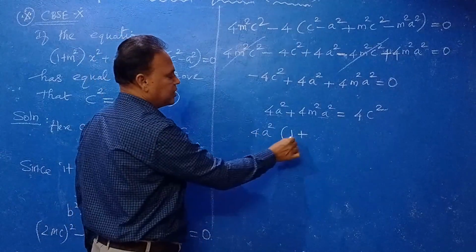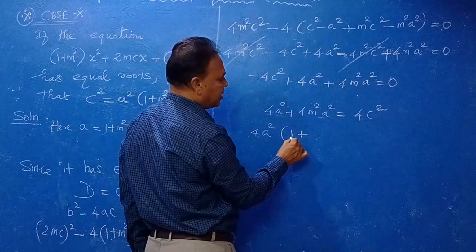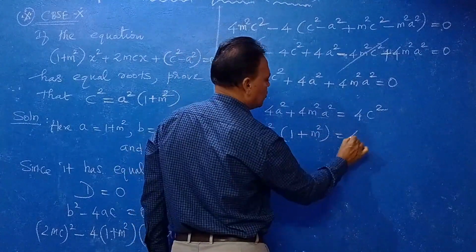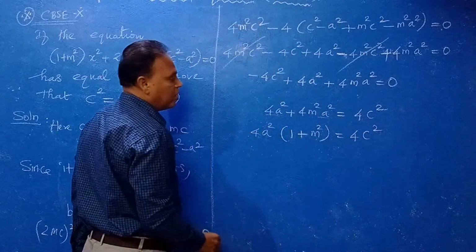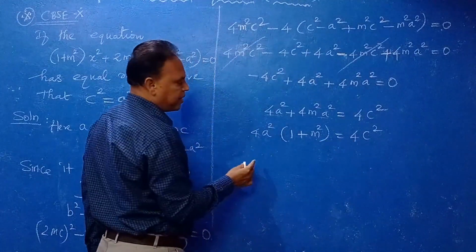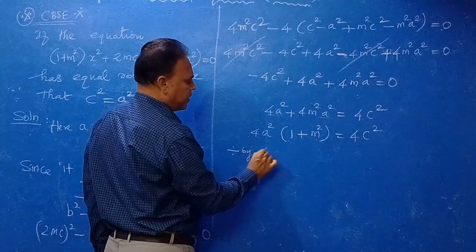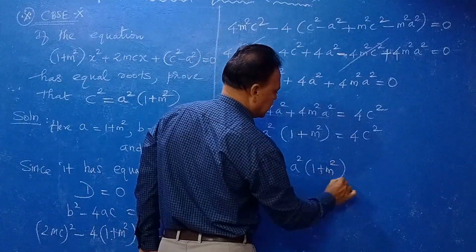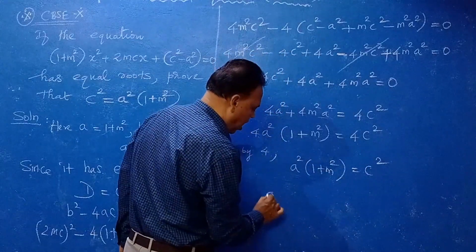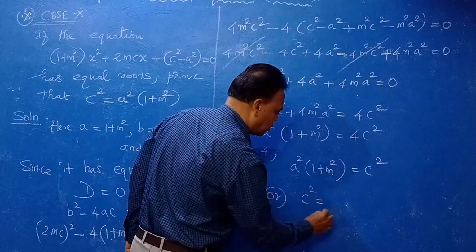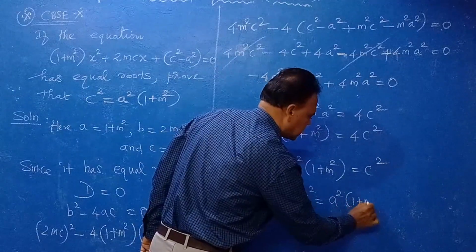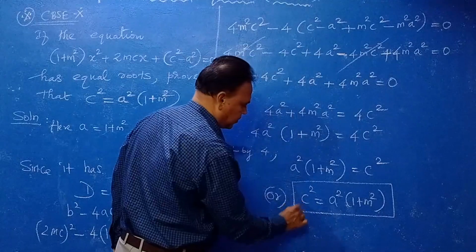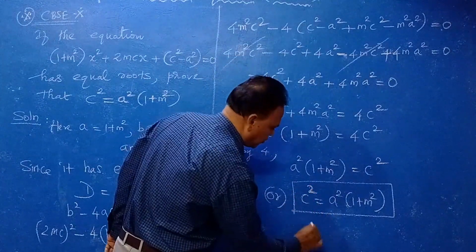Here, for the first term, you write 1. Then if you multiply, you will get the same thing. Clear? Then the remaining, with 4a squared taken common, is m squared. That is equal to 4c squared. Now 4 is common on both sides, so divide by 4. You will get a squared into (1 plus m squared) equal to c squared. Or this can be written as c squared equal to a squared into (1 plus m squared). This is the proof. So hence proved.